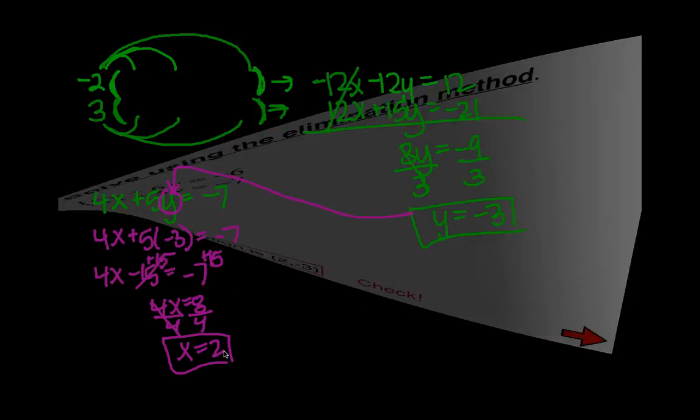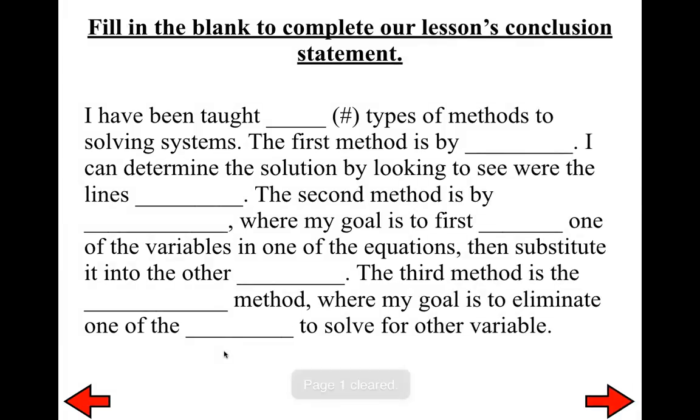So that is going to almost conclude our lesson. We're just going to go ahead and do a quick summary of what we've done so far with solving systems. The instruction says here to fill in the blank to complete our lesson's conclusion statement. I have been taught blank types of methods to solving systems. So how many have we learned? Well, the first one was graphing. The second one was substitution, and we've been currently working on elimination, so that's going to be a total of 3.